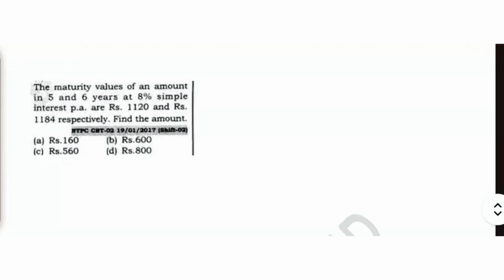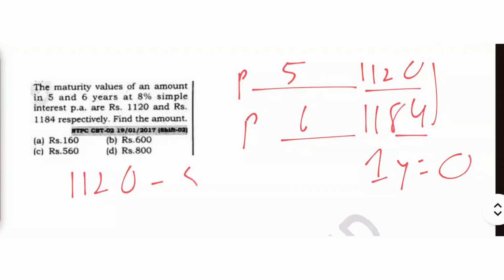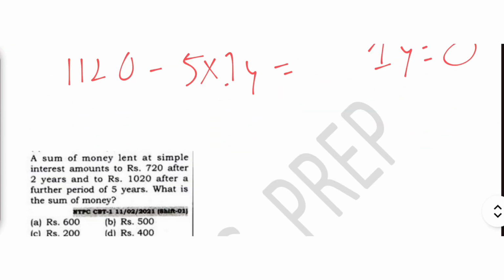Please go through that. The maturity values of an amount in 5 and 6 years at 8% simple interest per annum are so and so. Find the amount. Again the same method. This is your principal, in 5 years it becomes 1120. This is your principal, in 6 years it becomes 1184. We have to find in 1 year now, 6 minus 5, what is the interest gained. Once you find the interest, subtract from any of the amounts, you can take this or this, 1120 minus 5 times your 1 year interest, you will get your principal. Okay, the same method you have to follow, nothing else.